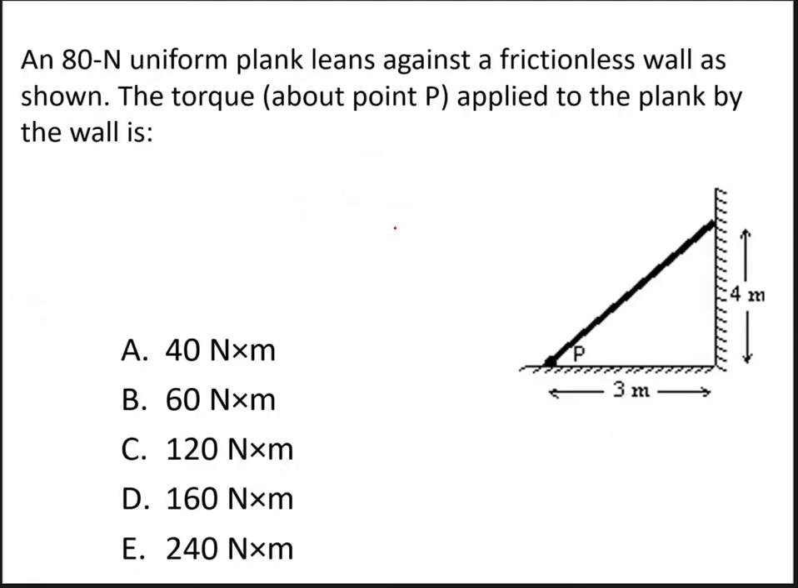Okay, so let's look at this question. In this question you have a uniform plank that leans against a frictionless wall. You have to figure out the torque around point P applied to the plank by the wall. So the wall applies a torque on the plank. So obviously the wall has a normal force acting from the wall.